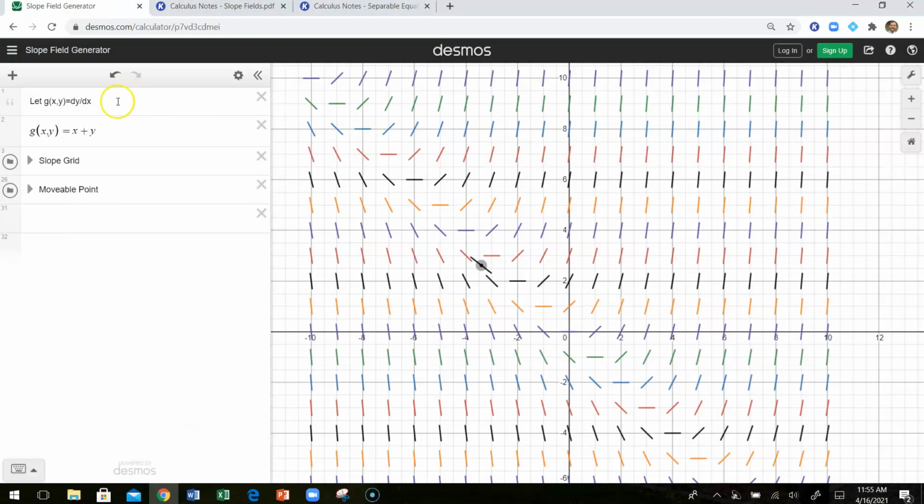Okay, so this slope field generator really is nice because it helps you graph any slope field and represent that. All you have to change is this part of the equation. As long as you have y prime by itself over here, you're just changing the right side of your equation, and that will create a slope field for you.